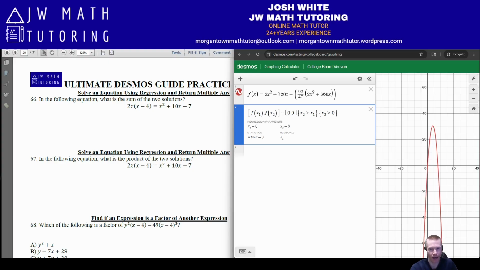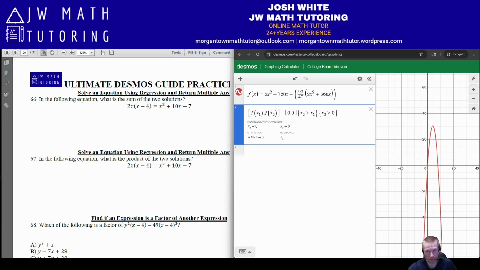Sometimes you might have to add a second constraint. Notice here I add a second constraint for x2, which forces it to be not only greater than x1 but also greater than 0. And those two together now force it to narrow down and find the right solutions, which are 0 and 8. Okay, so this is a trick that sometimes you have to do, not frequently, but just be aware of that. And this is again how you can force it to return both of the solutions at the same time.